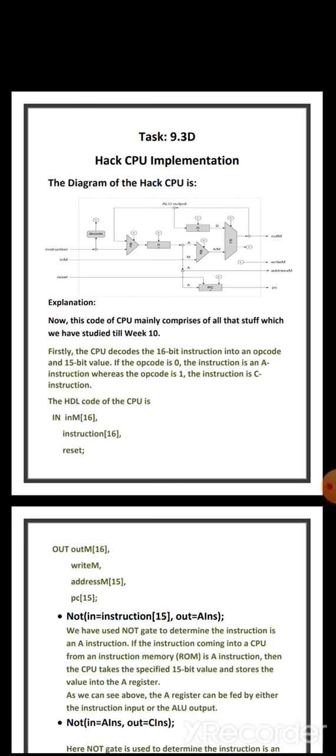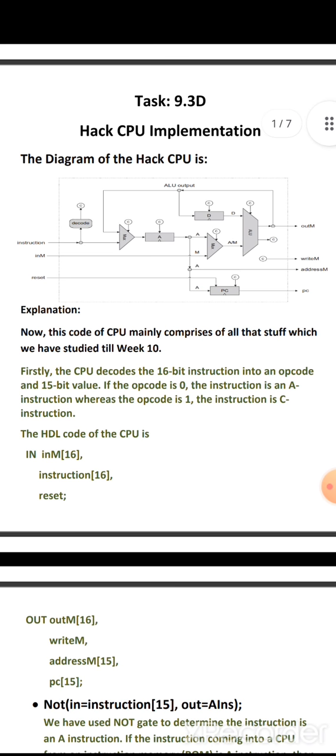In this video, I am going to talk about the design of the CPU and how it is implemented in HDL code. This diagram is the proposed design for the CPU architecture. The CPU consists of several logic gates such as the ALU, A register, D register, program counter, and multiplexer. Since we have built most of these in the previous task, it is quite handy to implement the code.